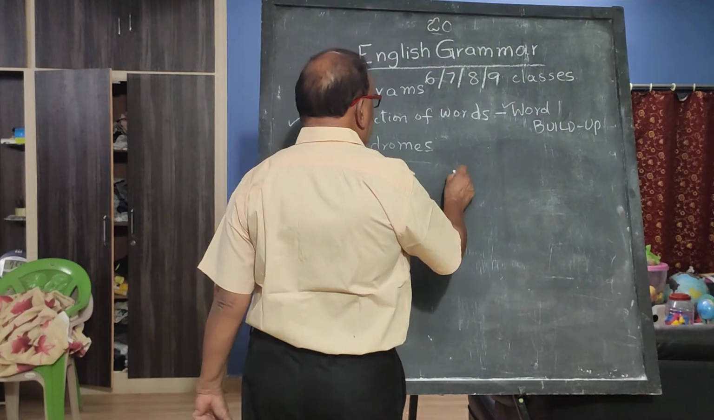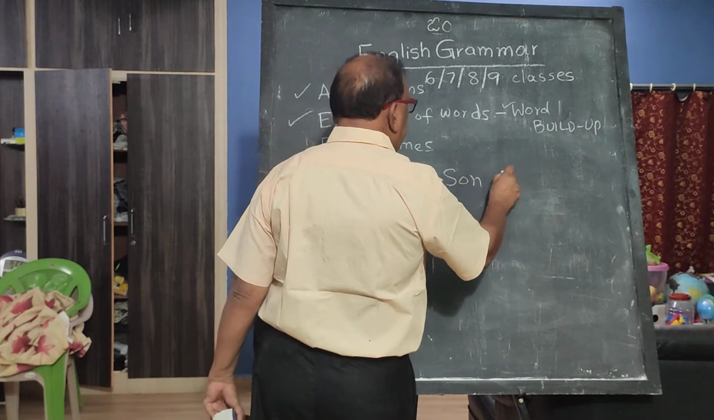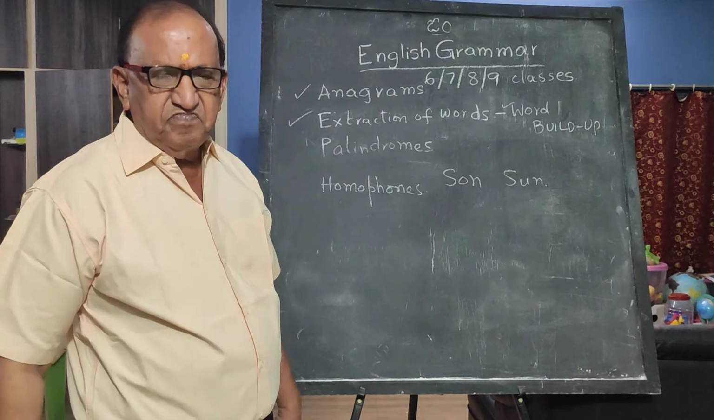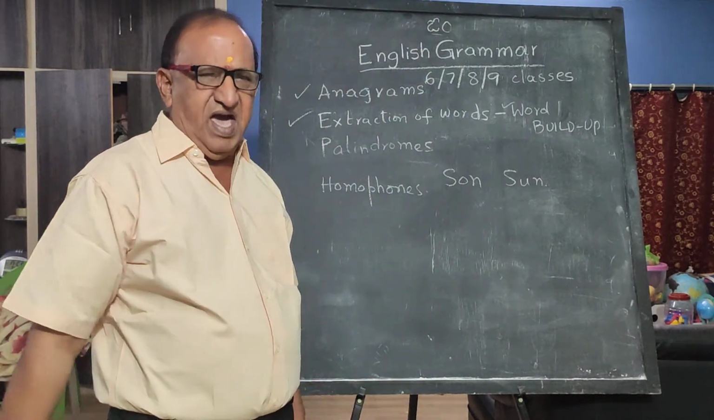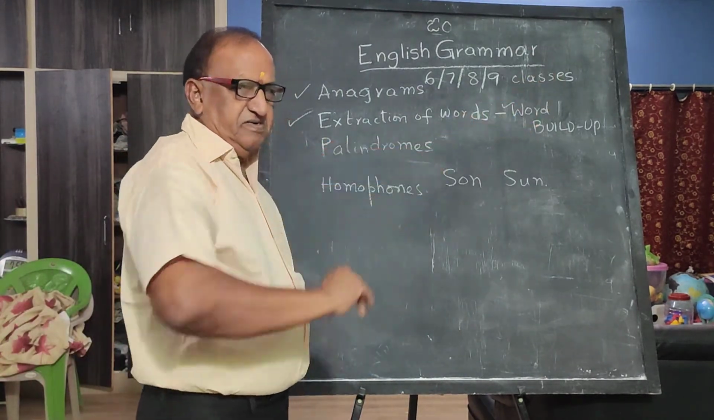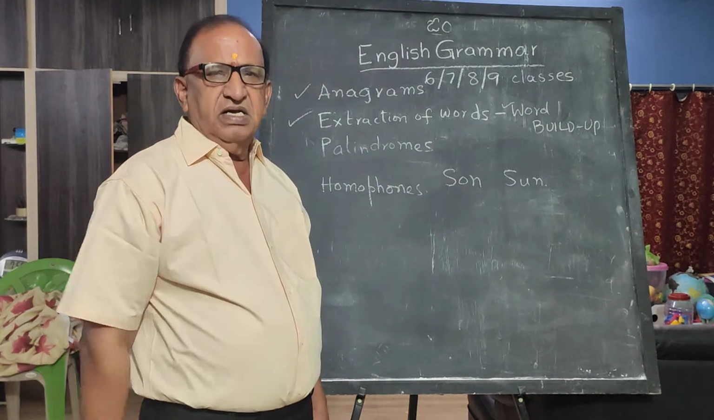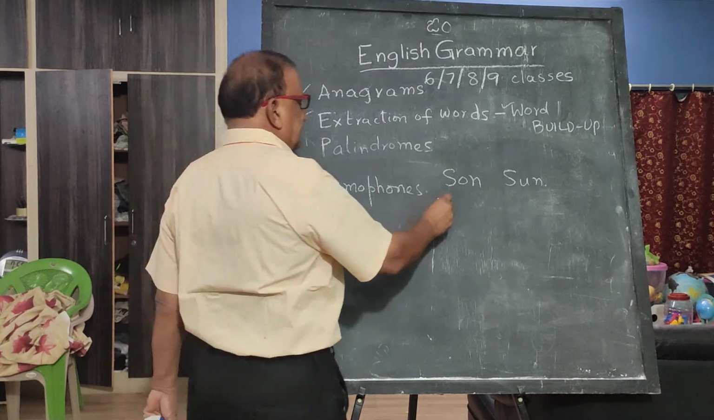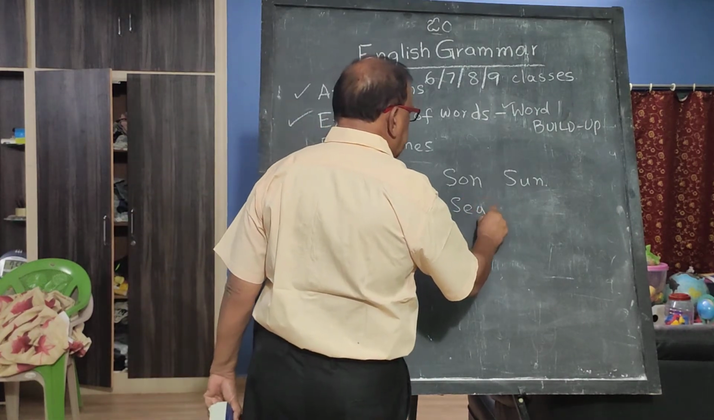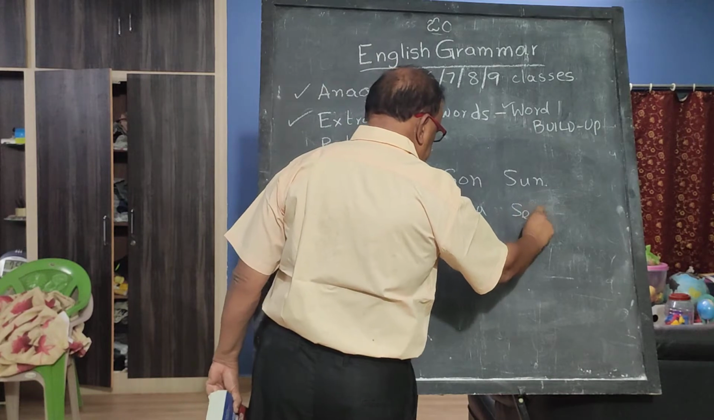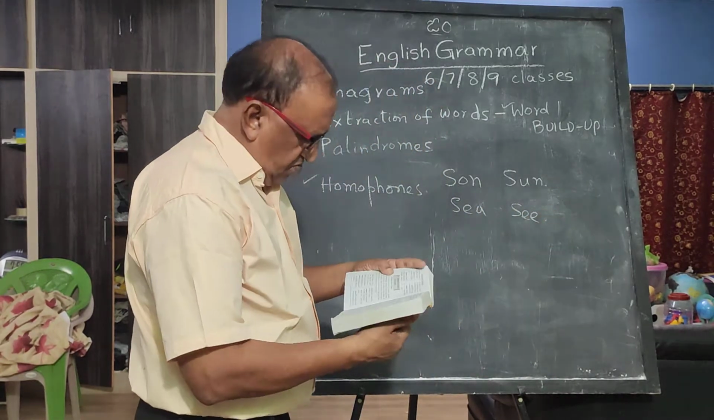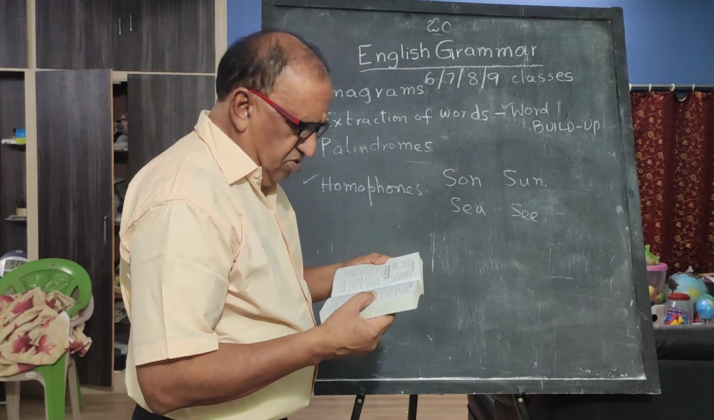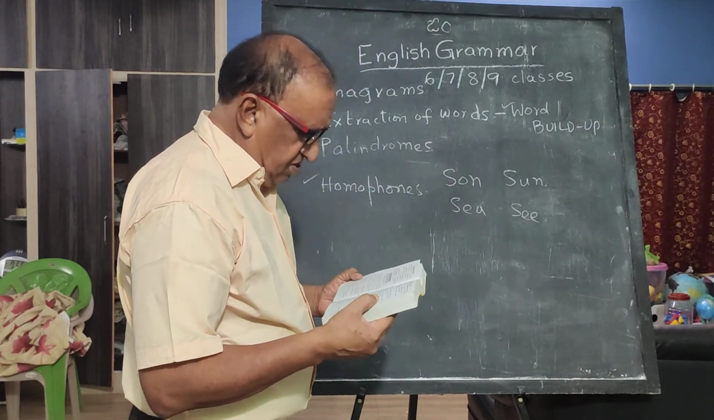For example, let us see here, S-O-N, son, S-U-N, sun. We say the same thing. We pronounce the same way, but their spellings are different, and the meanings are also different. So such words are called homophones. Now let me give another example. I would like to write some. Some of the words here you will have a kick out of this.